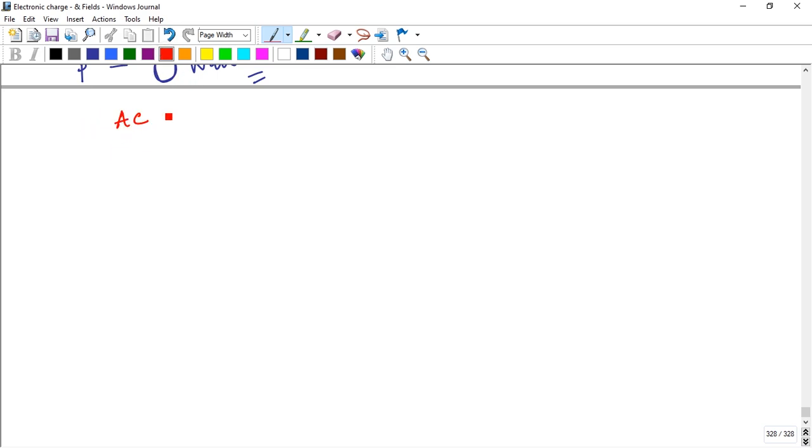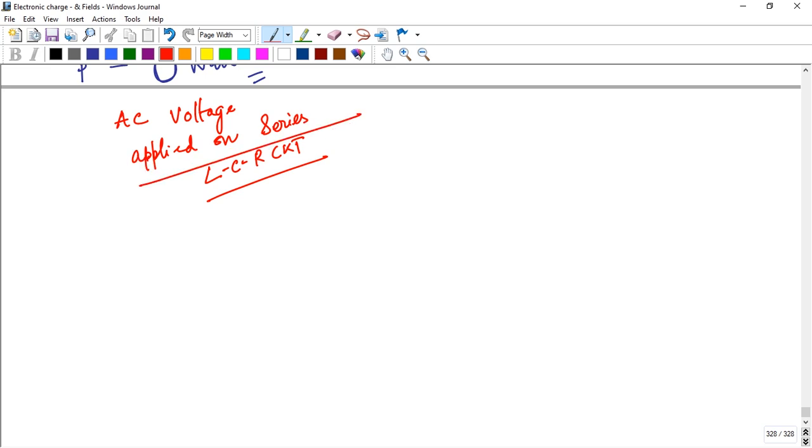AC voltage applied on a series LCR circuit. CKT is short form for circuit. So previously we discussed AC voltage applied on a series inductor, series capacitor, and series resistor.